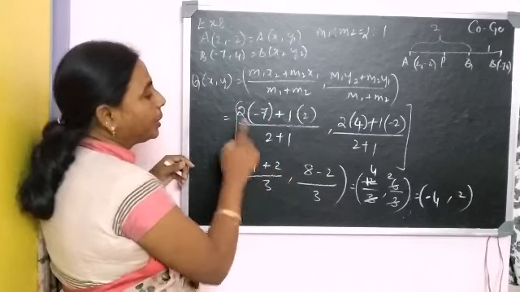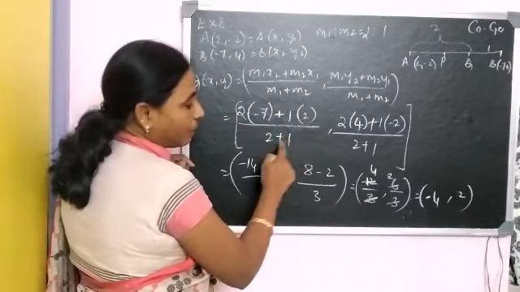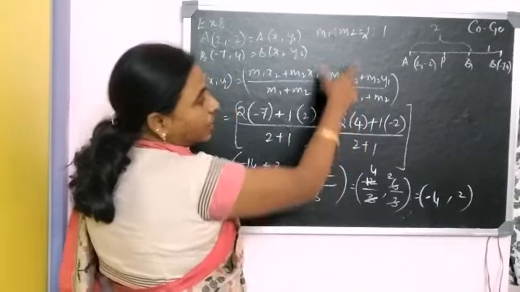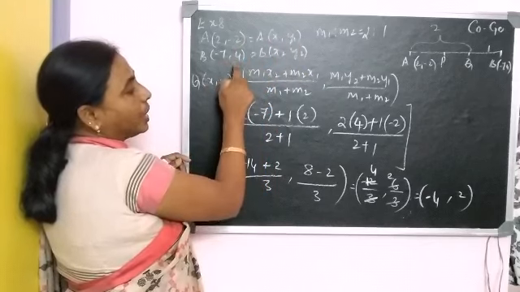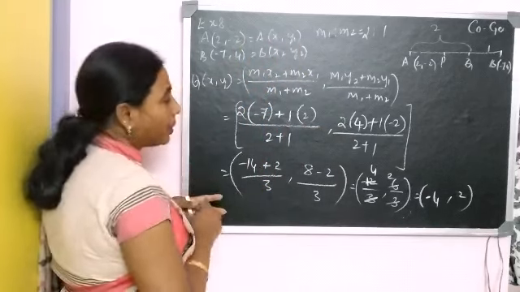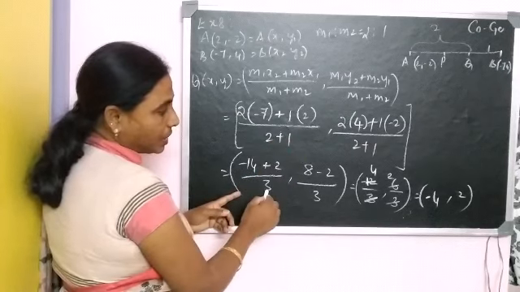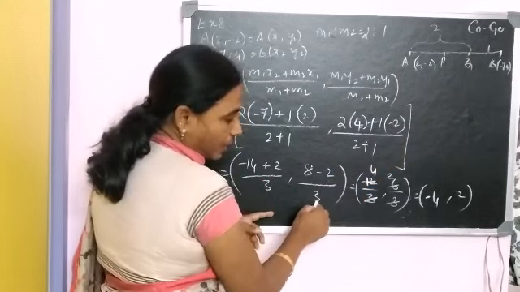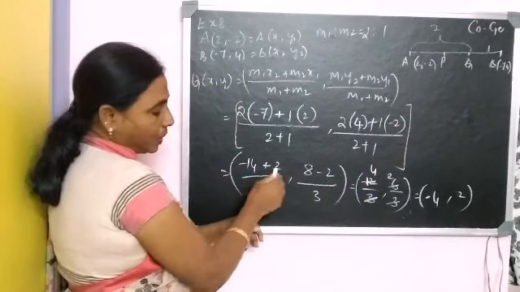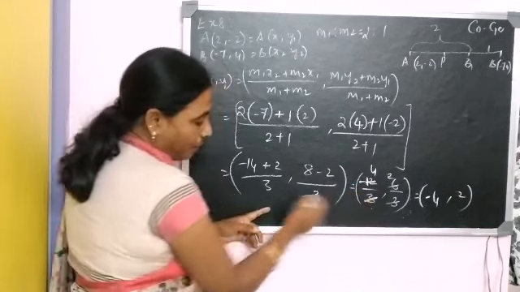So substitute them. That is M1 x2, M2 x1, M1 plus M2, and here x1, y1 are here, x2, y2 are here. Substitute it. Now 2 7s are 14, -14. 2 1s are 2. 2 plus 1 is 3. 2 4s are 8. 2 1s are 2. 2 plus 1 here is 3. Now -14 plus 2 is -12. Therefore this will be -12 by 3.